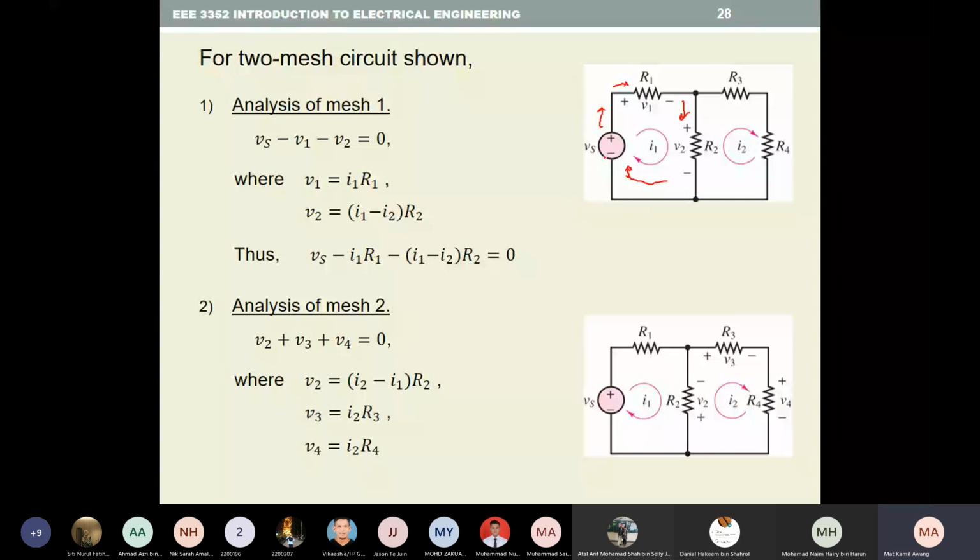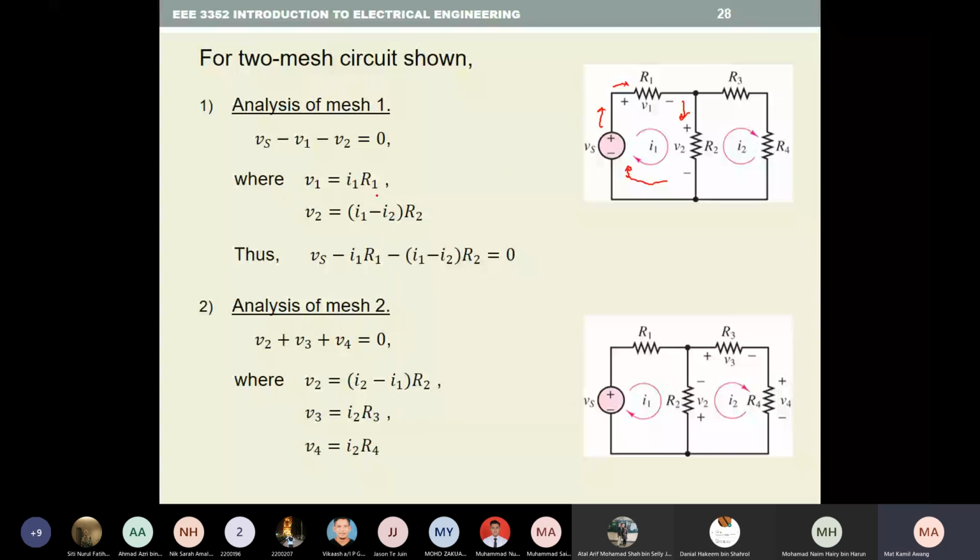So going out from the positive terminal, Vs, by convention we put a positive sign. Then going into the resistor, which we call V1, going into the positive terminal, the convention is minus. So minus V1. And this one is minus V2. So equal to 0. So the KVL equation is Vs minus V1 minus V2 equal to 0. Basically the summation of voltage in a loop is equal to 0.